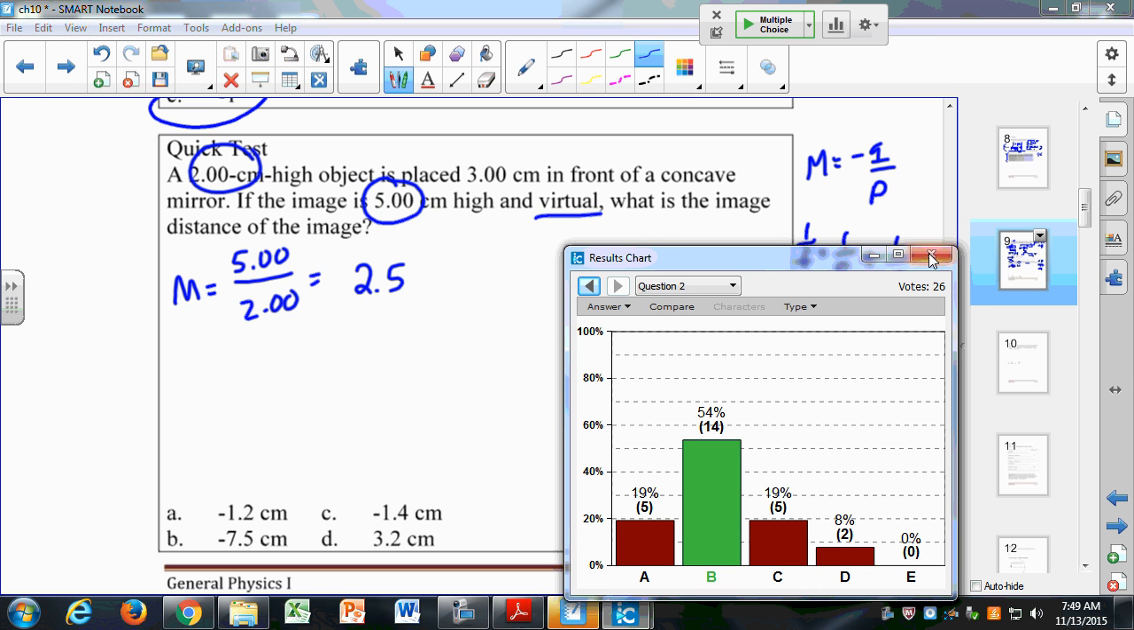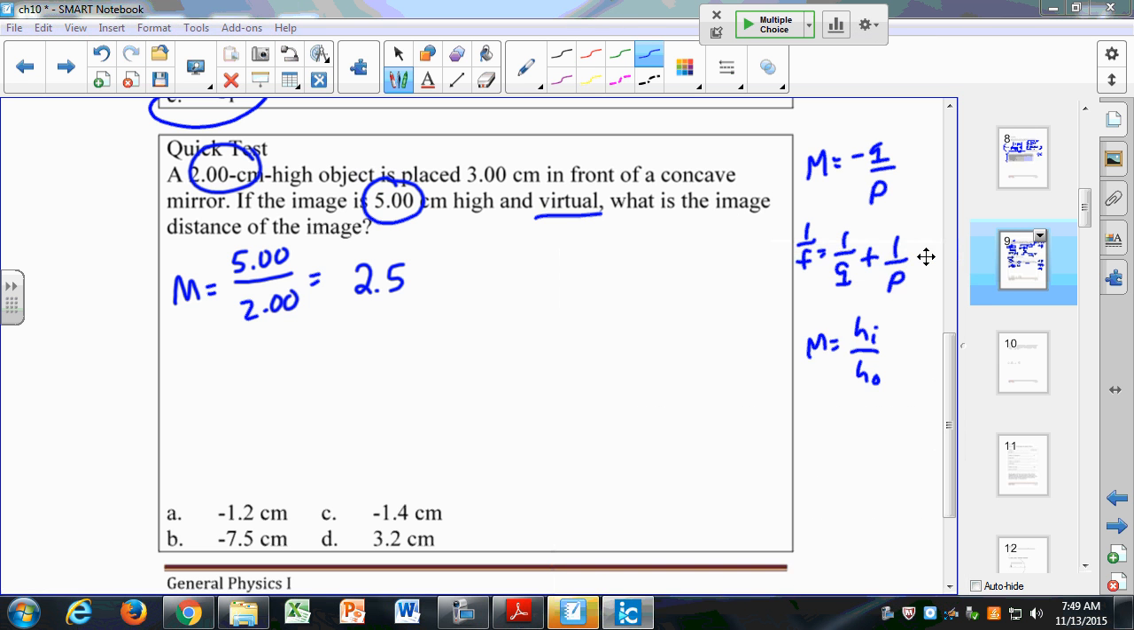I'm pretty sure B is right. Let's see. So the magnification here is positive. The reason I know it's positive is because I'm producing a virtual image. A virtual image tells me that I have a negative Q. And if I have a negative value here, that makes the magnification positive. If it was a real image, I would say that the magnification is negative. But it's a virtual image, so I know that it has to be upright. The magnification is positive because it's a virtual image.